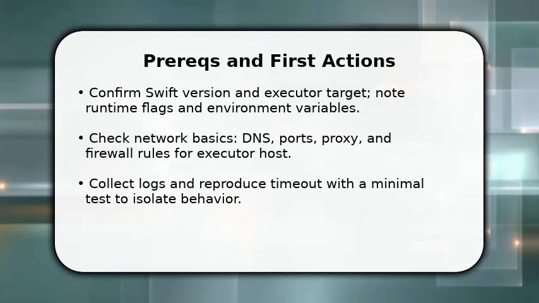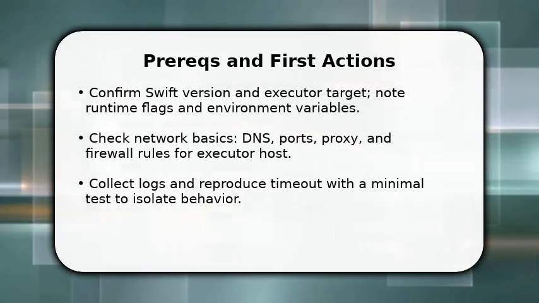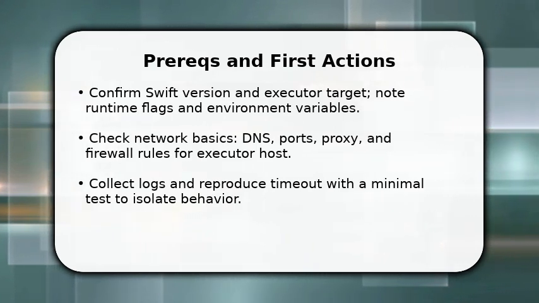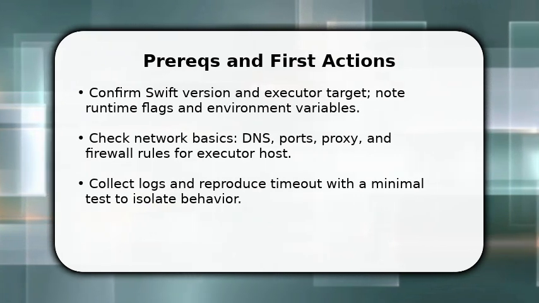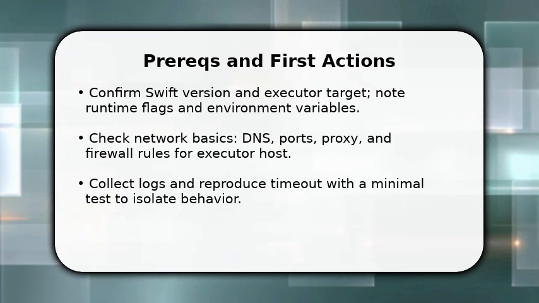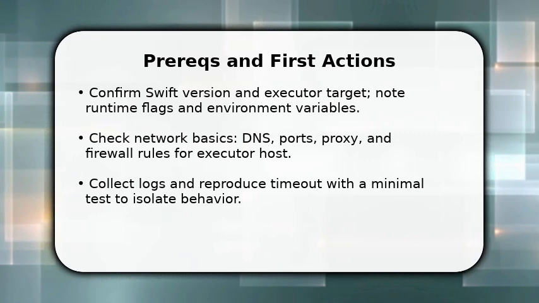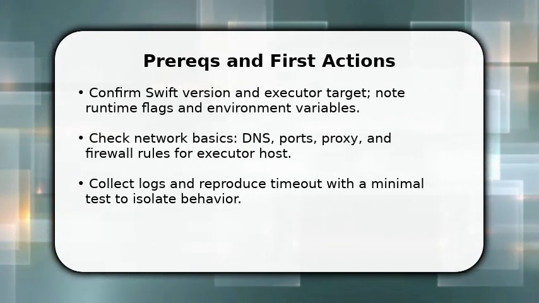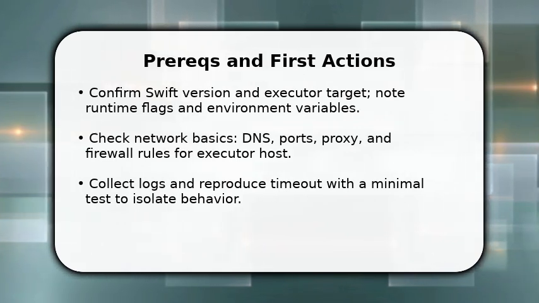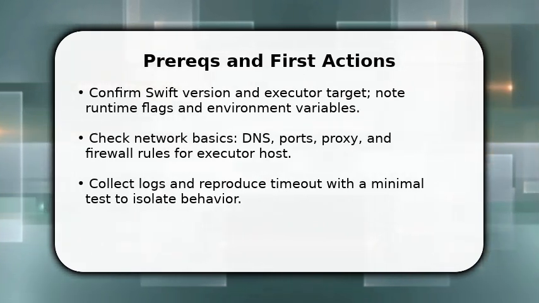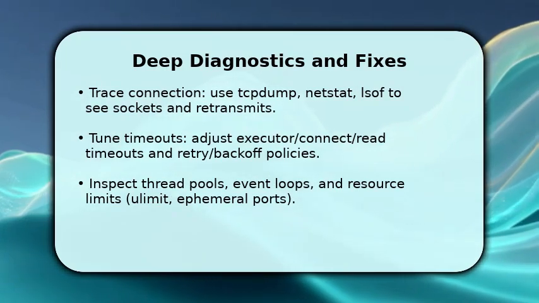You start by verifying the Swift runtime and executor target so you know which code path times out. Once done, confirm networking basics: DNS resolution, port reachability, and any proxy or firewall between you and the executor. Make sure to run a minimal reproduction that triggers the timeout while you capture detailed logs and timestamps. This gives you deterministic data to work from, and it prevents chasing unrelated configuration issues as you proceed to deeper diagnostics.